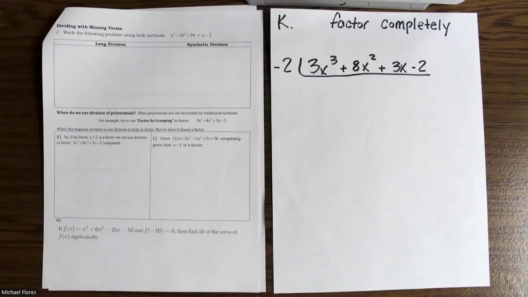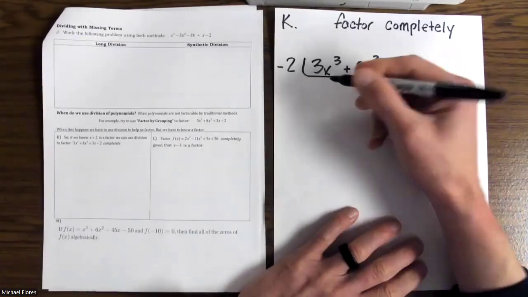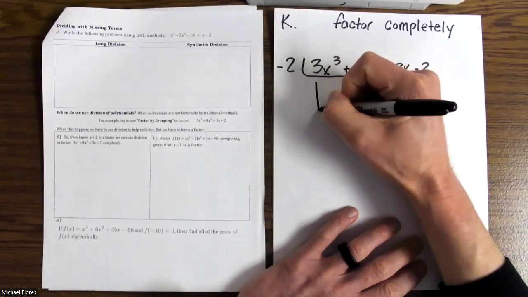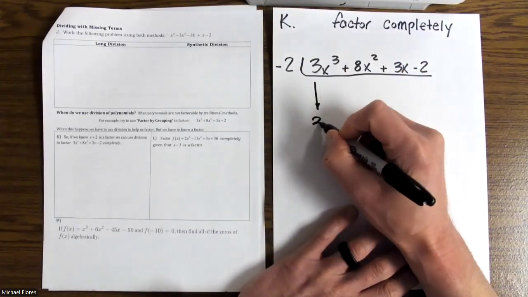All right, looking at example K. So if we know x plus 2 is a factor, we can use division to factor 3x cubed plus 8x squared plus 3x minus 2 completely. We know that x plus 2 is a factor. So I'm going to use synthetic division here, and I'm going to start dividing. Whatever the first number is, don't change it.